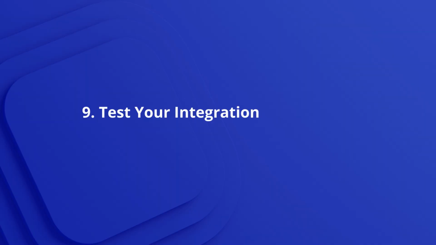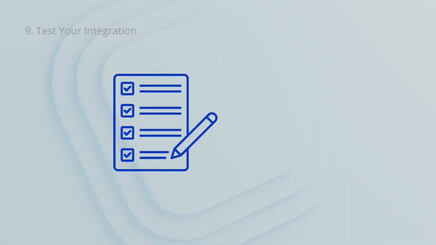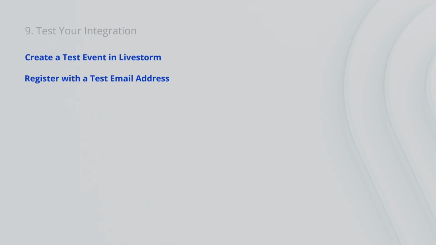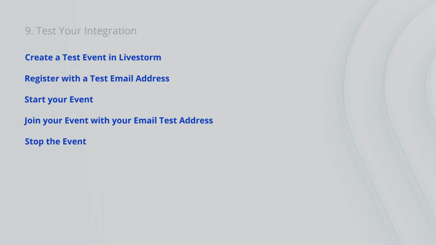Before you start using the integration for your Livestorm events, we recommend running a couple of tests to ensure that the connector is working as expected. First, create a test event in Livestorm with a test session and publish it. Then, try to register with a test email address, either from your Livestorm registration form or from your HubSpot one. Start your event. Join your event with your test email address as an attendee. Wait for a few minutes and stop the event.